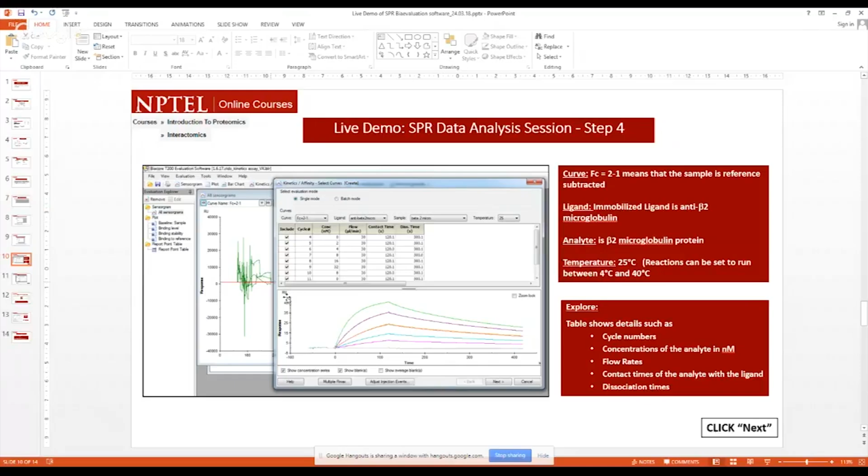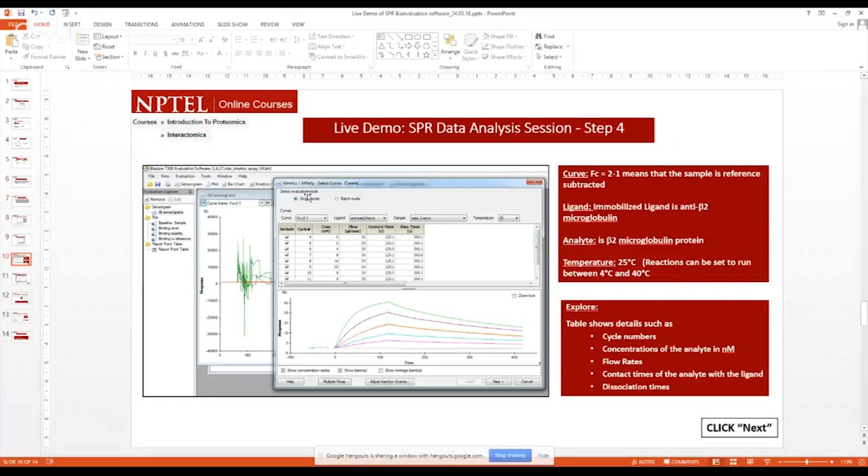Now you can explore in this window details such as cycle number, concentration of the analyte in nanomolar, the flow rates, contact time of your analyte with the ligand, and the dissociation time. And all these things are optimized during the setting up of your experiment itself. For example, the contact time is empirically determined during optimization of your experiment. So in this evaluation software, these are all things that were done in your experiment, and you just see the identity of each of these parameters.